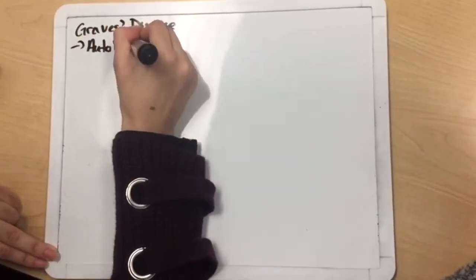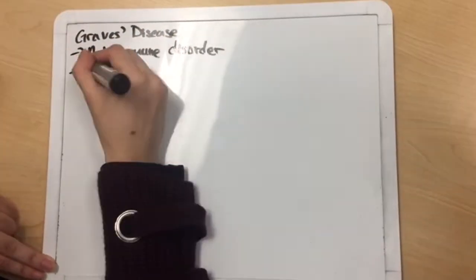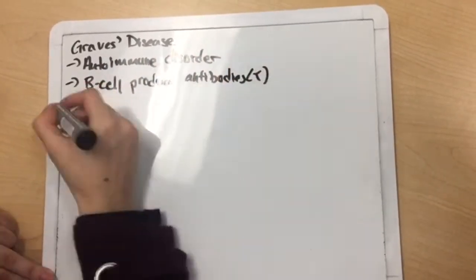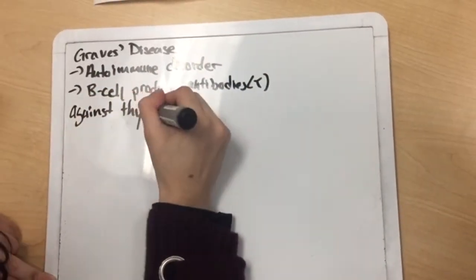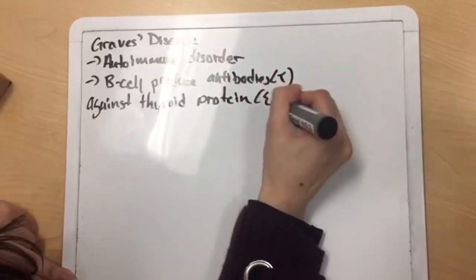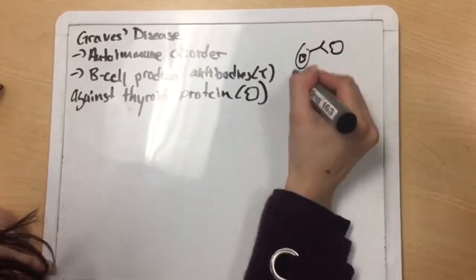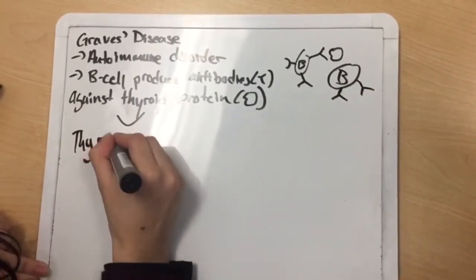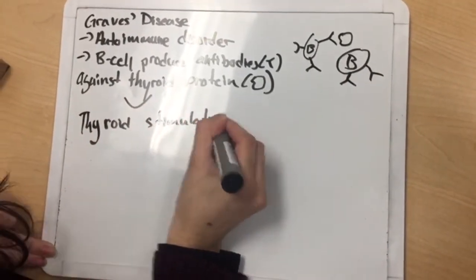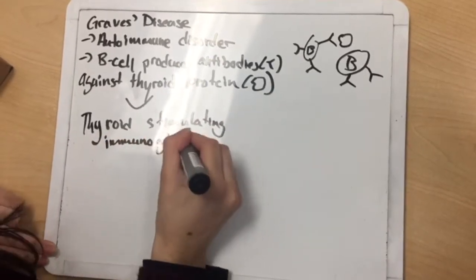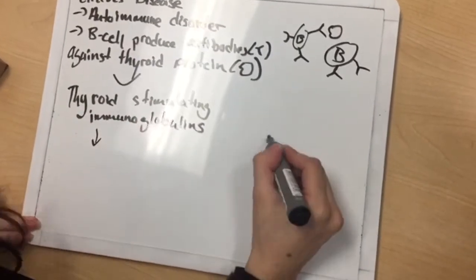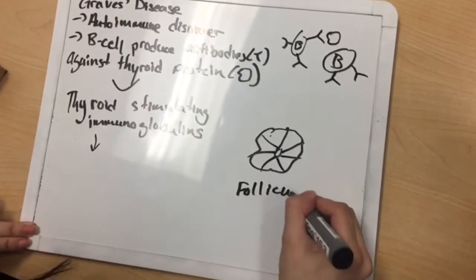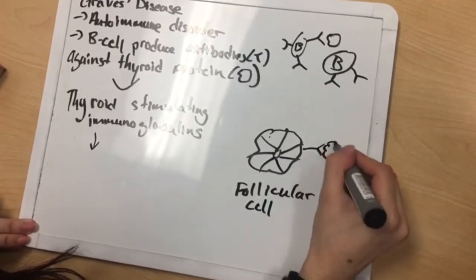The most common cause of hyperthyroidism is Graves' disease. Graves' disease is an autoimmune disorder. This is when B cells produce antibodies against many thyroid proteins. These autoantibodies include thyroid-stimulating immunoglobulins, which bind to the TSH receptor on follicular cells and imitate TSH, resulting in the growth of the thyroid gland and stimulating the follicular cells to increase the production of excess T3 and T4 hormones.